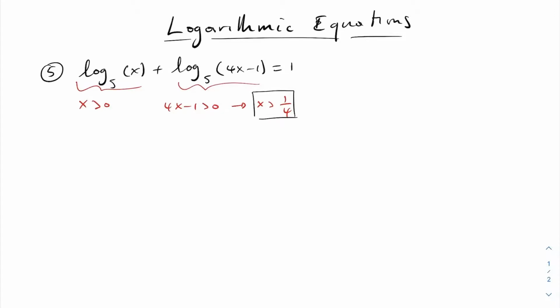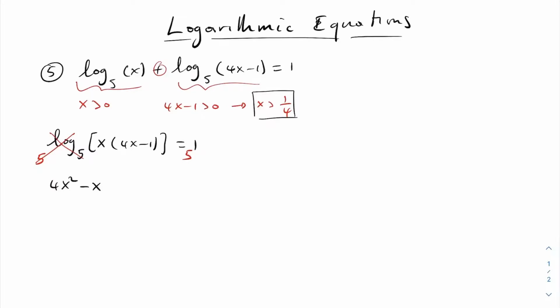Since I have 2 logs here, again, I'm going to have to use the properties that we learned in note 47 to merge these 2 logs into 1 log so I can exponentiate both sides. And so since here I have an addition, that's going to be the product property. And so I'm going to go ahead and write this as log base 5 of x multiplied by 4x minus 1 altogether equals to 1. And so now that I have only 1 log present, I can go ahead and exponentiate both sides by 5. And so 5 and log base 5 here are going to cancel. So I'm going to have on this side, if I multiply x by 4x minus 1, it's going to give me 4x squared minus x.